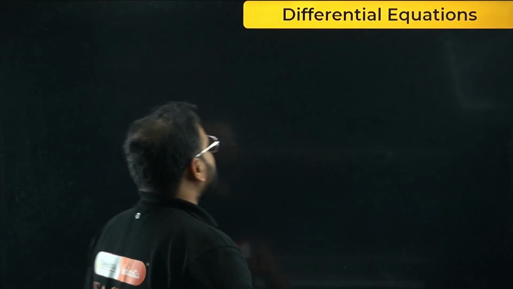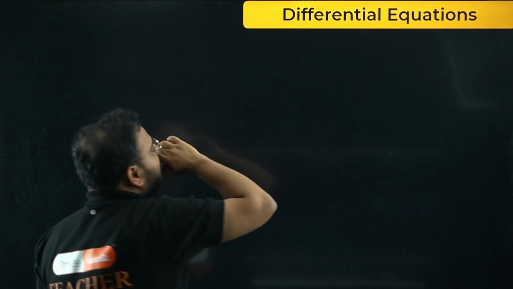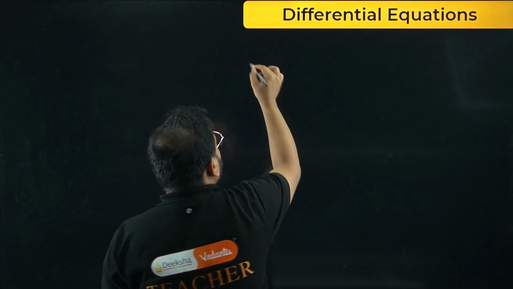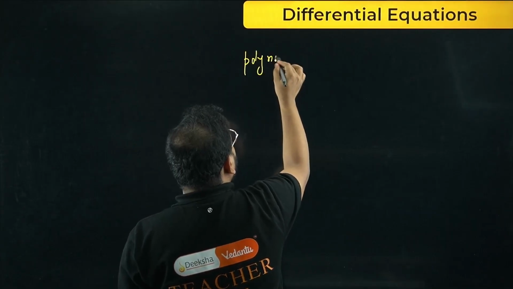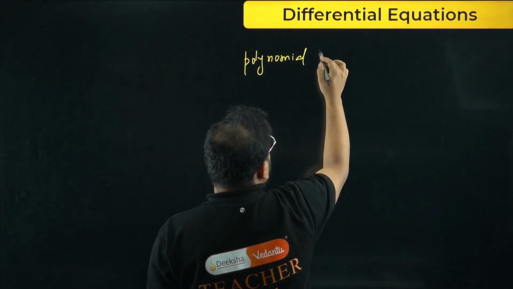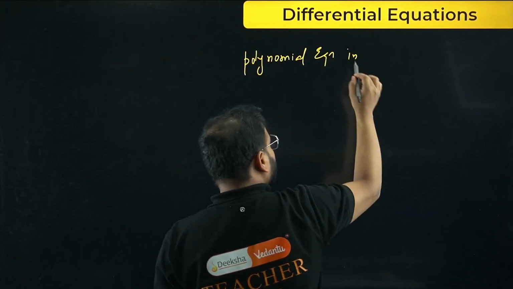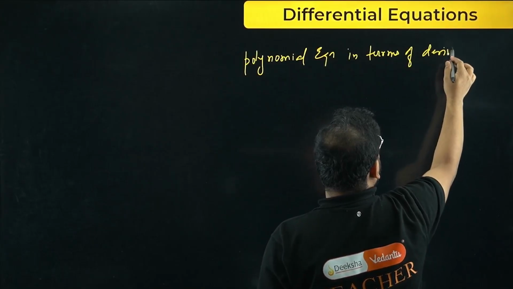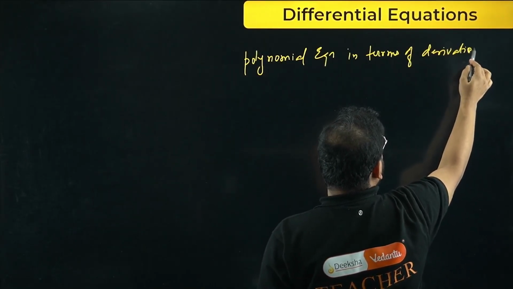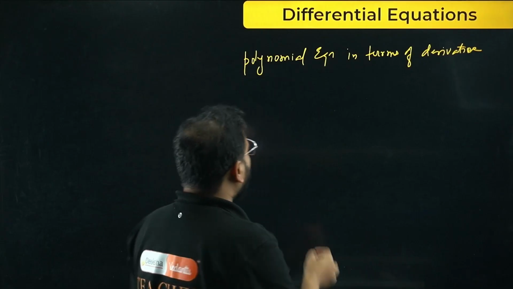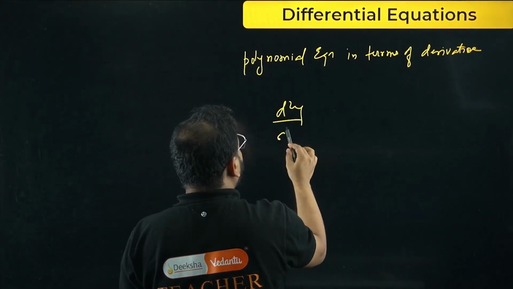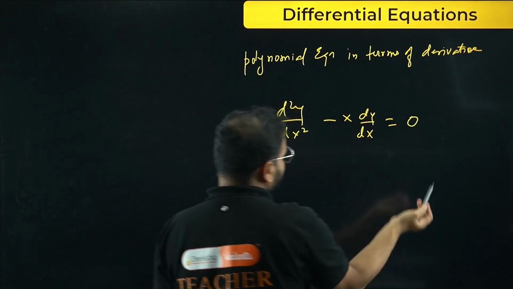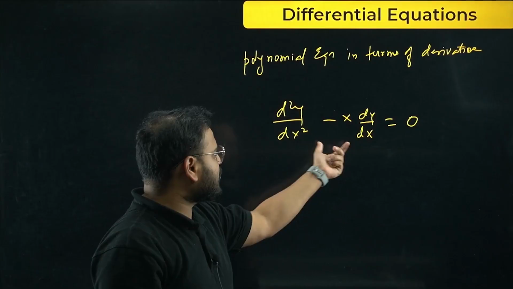Okay. So differential equations, what is there? Whenever you get a polynomial equation in terms of only derivatives, nothing else, that is called a differential equation. For example, I can write here d square y upon dx square minus x dy by dx equals 0. This is a differential equation of order.